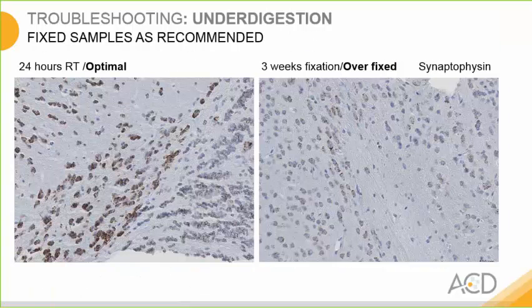So another way to address the under-digestion problem, if you have the flexibility, for example, if you're using mouse samples, is to start from preparing fresh tissues and using the recommended fixation time. So as you can see from this slide, in this experiment, you can compare samples being fixed for 3 weeks versus samples fixed for 24 hours as recommended. You can see the signal is much, much weaker when your sample is over-fixed.